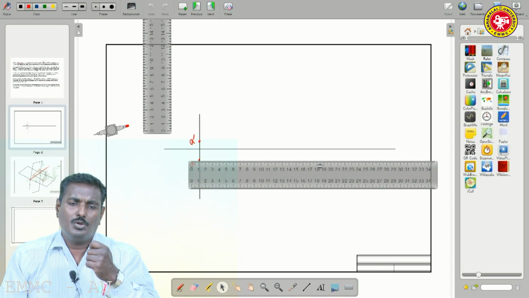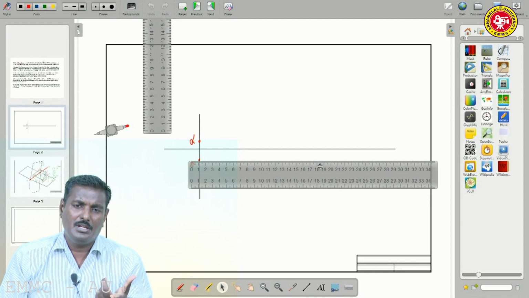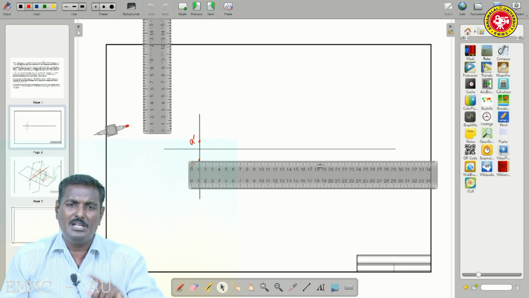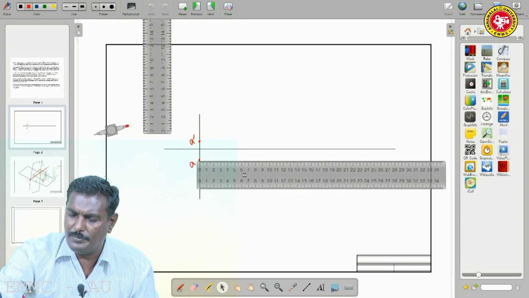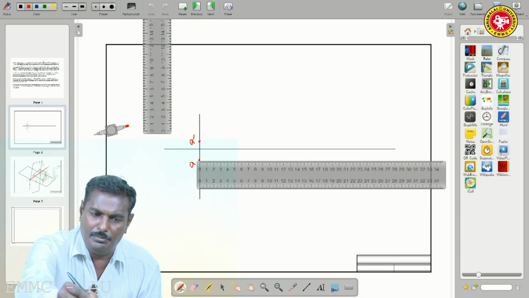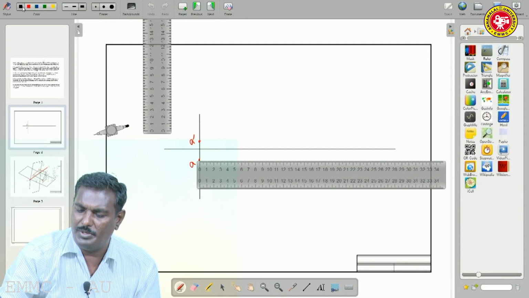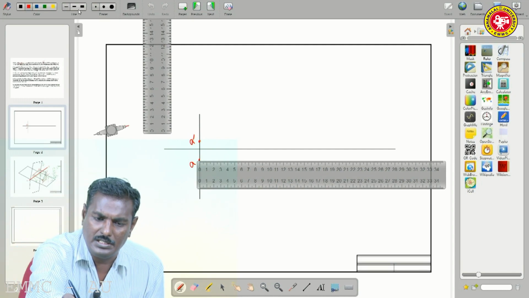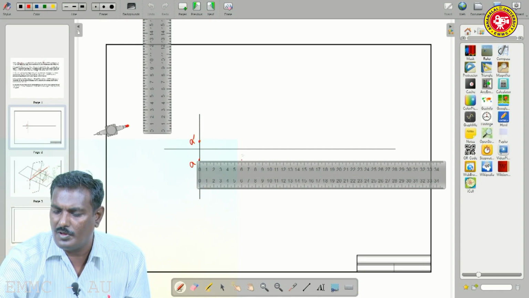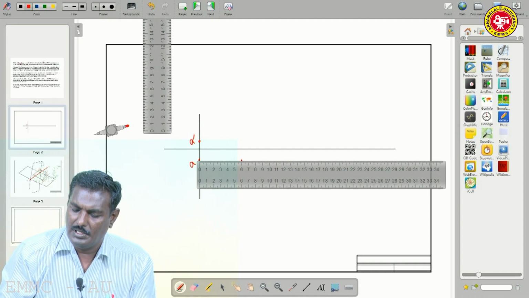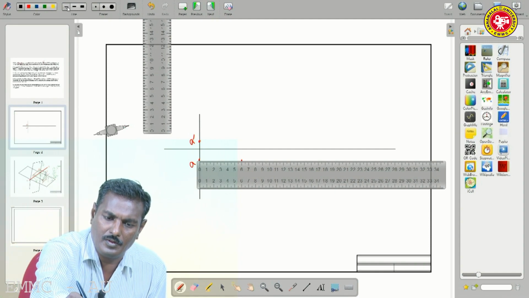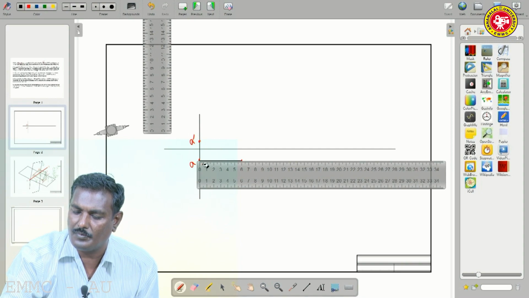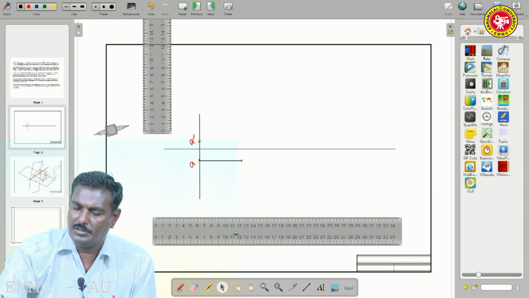Here we have to draw a line, because looking from the top, it is parallel to the vertical plane, so from A to the other end it is not varying. What is the meaning? It is because we are able to observe the true length. What is the true length? The distance given here, 60 mm. So now measure 60 mm and make a point. Then draw a line.